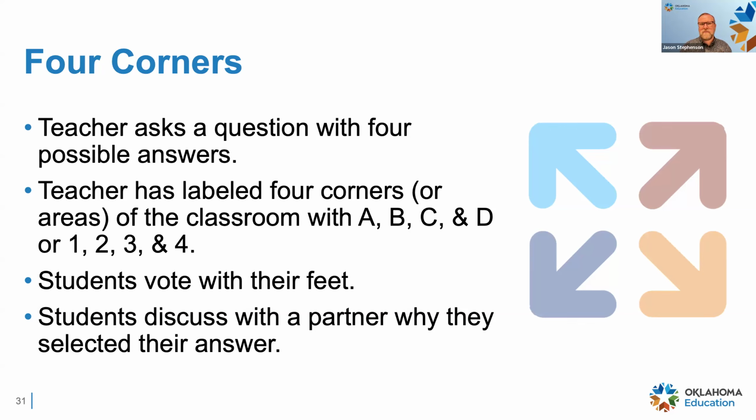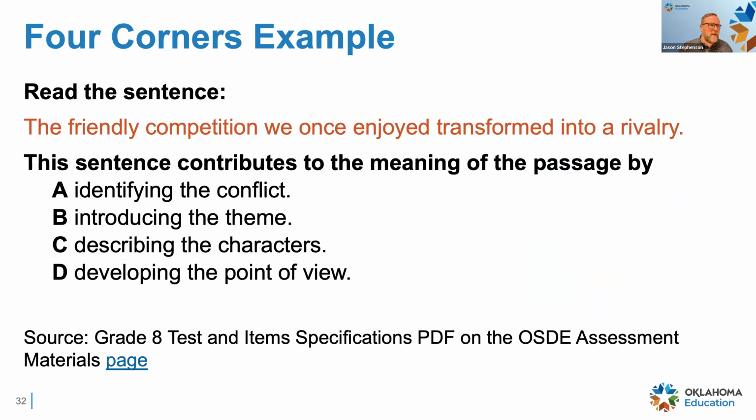I think these types of 4 corner movements are especially powerful when all 4 answers are valid. It's a variety of opinions, and they're having to really hone in on what they believe. The example that I have shared on the screen now uses a test item sample from the TIS document, the test item specification document from the assessment page, which has sample questions for the OSTP in grades 3 through 8. This one comes from the grade 8 document.